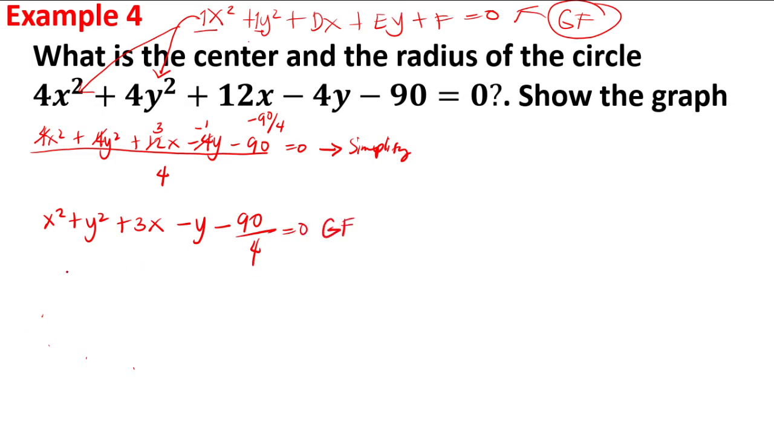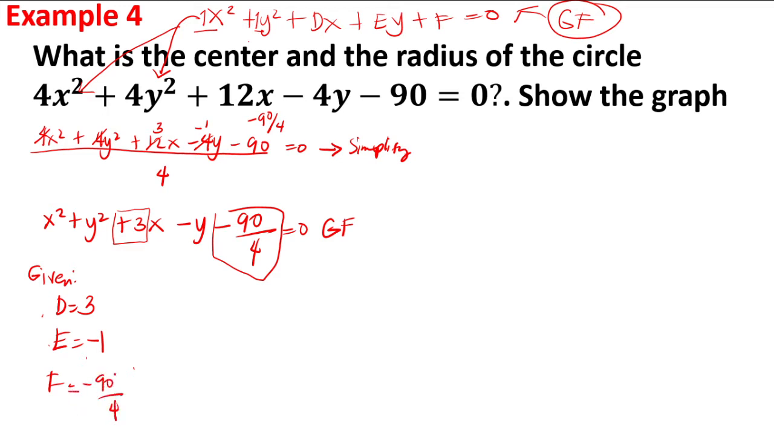Okay? Pagdating doon, hanapin mo na yung value ng d mo. D is equal to yung numerical value nitong 3x. So, positive 3. Ang e mo is etong numerical coefficient na negative y, which is negative 1. And then your f is your constant, itong nandito. Okay, so negative 90 over 4. Okay, now let's proceed.